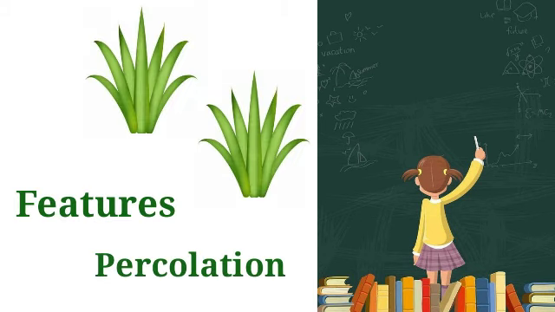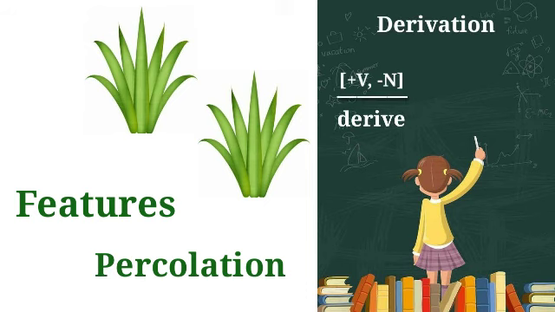The last is feature percolation. Feature percolation governs the assignment of features to a complex word. For example, derivation. The noun derivation is derived from the verb derive because ation is a nominal suffix.